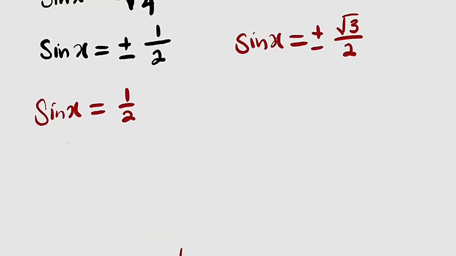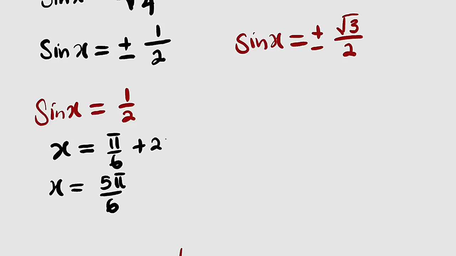So let me write them here. x will be equal to pi divided by 6, or x equal to 5 pi divided by 6. Remember to add multiples of 2 pi, because in every complete cycle you're going to obtain a repetition of these coterminal angles. Plus 2 pi k, for which k here is an integer.